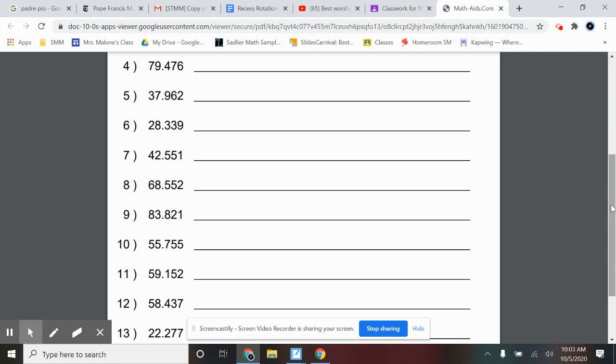For number 7, 40 plus 2 plus 0.5 plus 0.05 plus 0.001. If you chose to do it as fractions, you would have had 5 over 10 plus 5 over 100 plus 1 over 1,000.